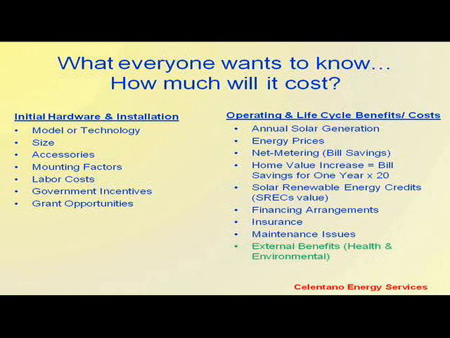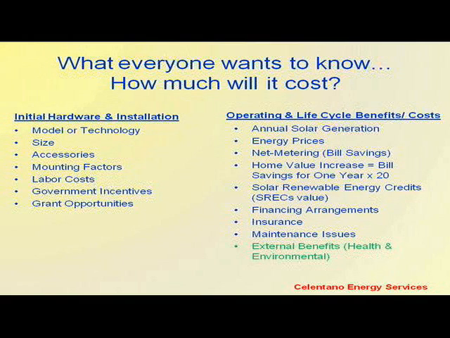Now, there are also things that can offset this. The government may have tax incentives, tax credits that will help you. You might be able to get a grant that can offset some of these costs. The operating costs and benefits.